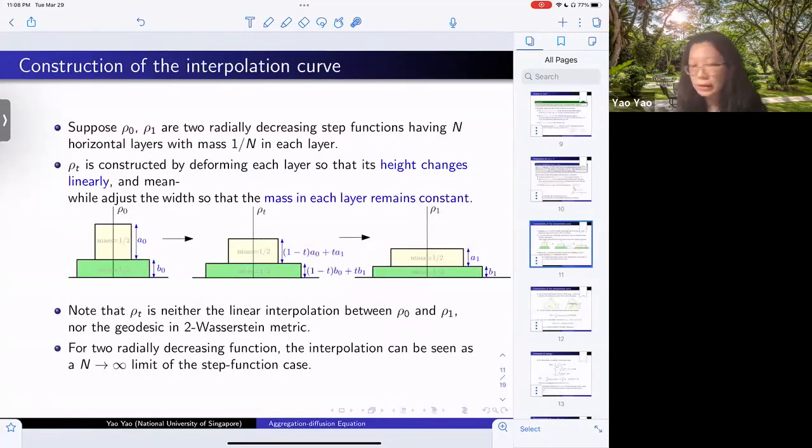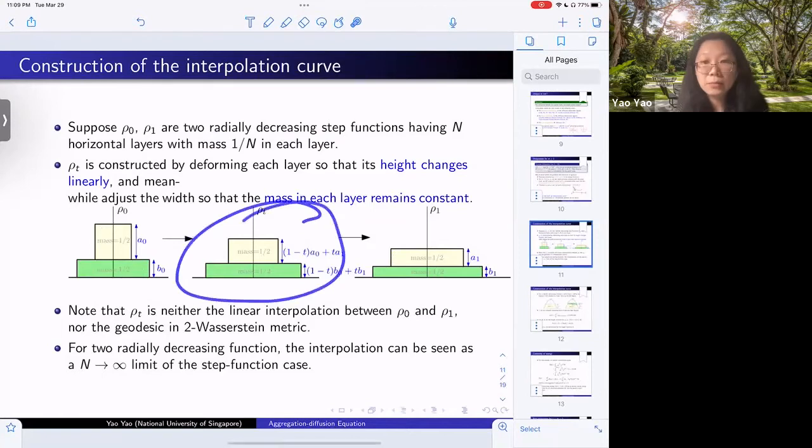Okay, one of the key ideas in this paper is exactly the construction of a novel interpolation curve. So let me briefly describe the idea first using step functions, and then the same idea actually works for continuous functions as well. So let's say that we have two radially decreasing step functions, both with mass 1, and each of them has n horizontal layers with mass 1/n in each layer. So in this picture here, I'm showing the simplest example where we have exactly 2 layers for each function, where these layers have mass 1/2 and 1/2.